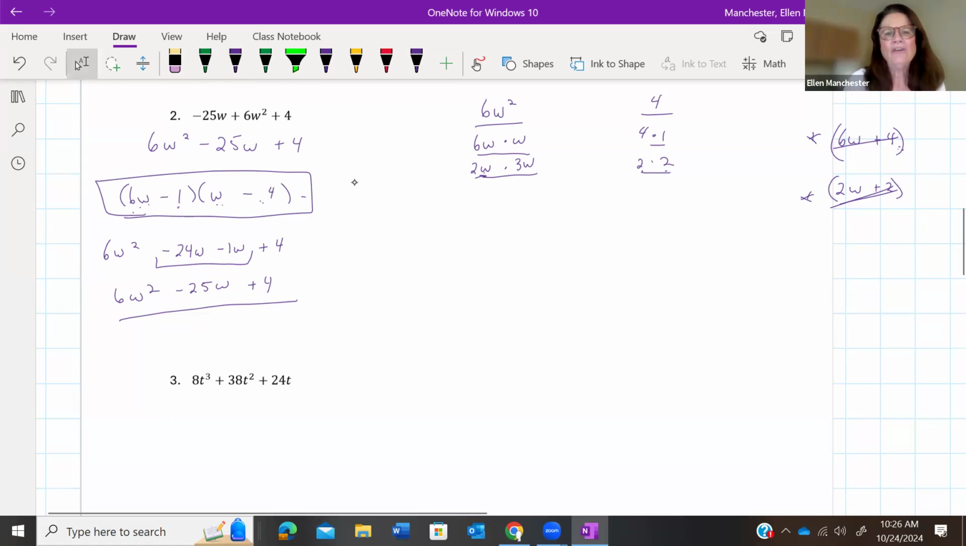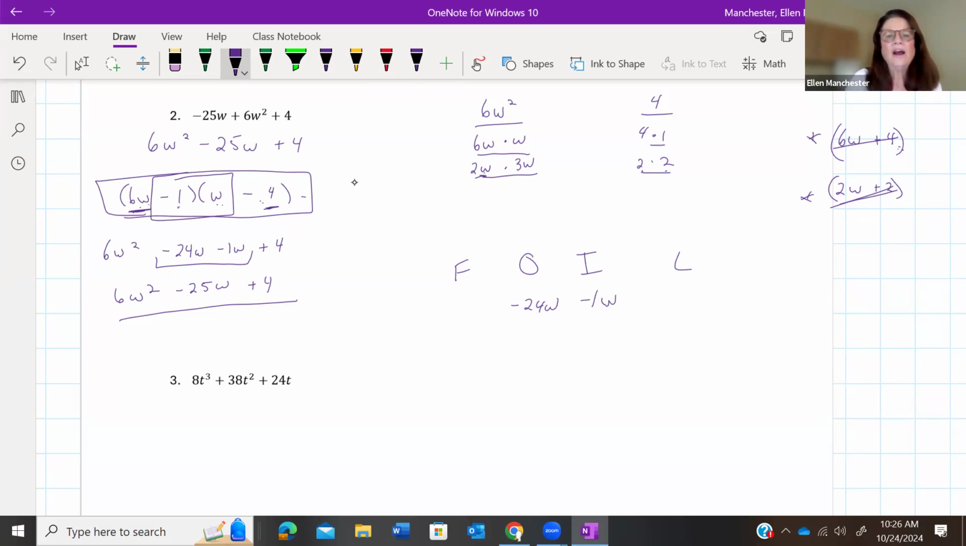Okay, so the outside and the inside. So this is our FOIL, right? This is that distributive property. So the outside is here times here. They're on the outside of the parentheses. So that's where I got the negative 24w. The inside is here. So negative 1 times w is negative 1w. I already know the first is going to work because I already have the factors. I already know the last is going to work because I already have the factors.